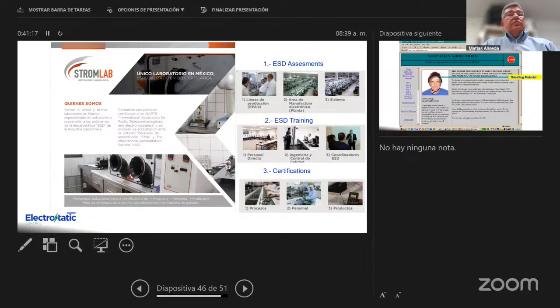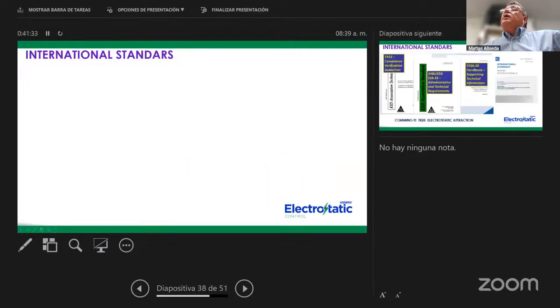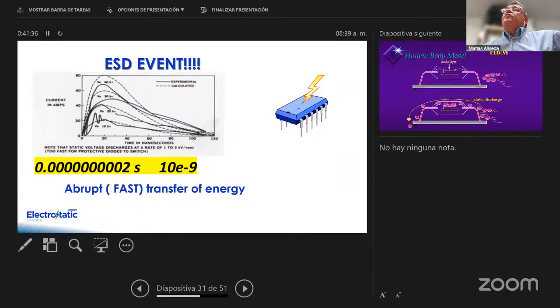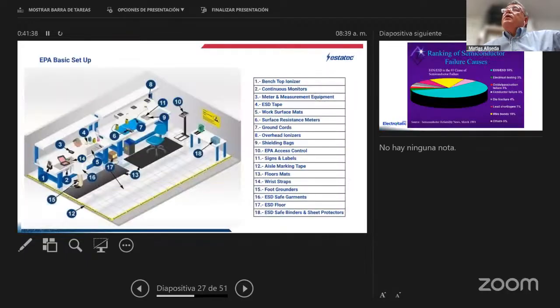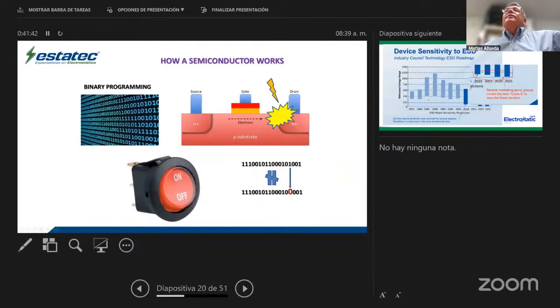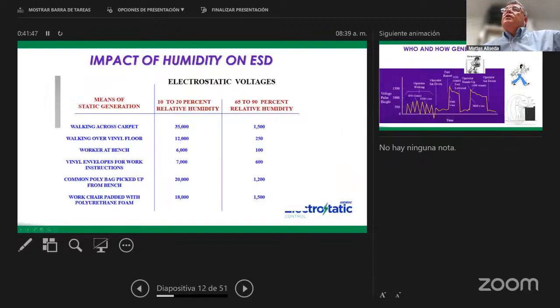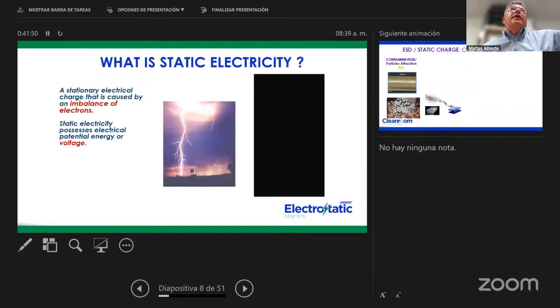So Estatec makes products. What kind? ESD garments. The ones that we talked about in the beginning are for clean rooms, and regular ESD ones, and wrist straps, anti-fatigue mats, mats for surfaces.